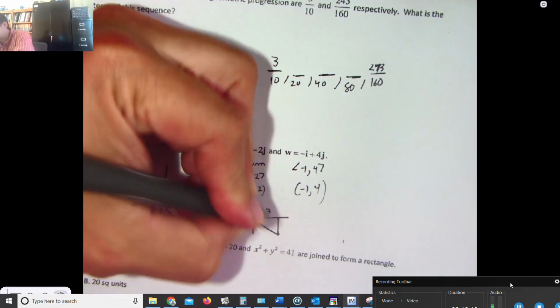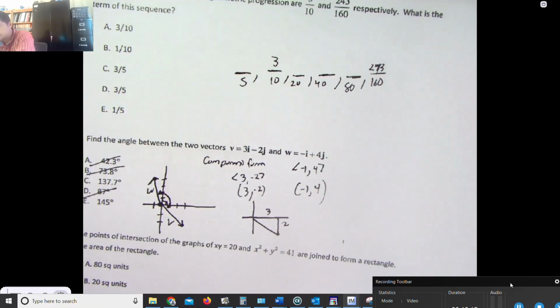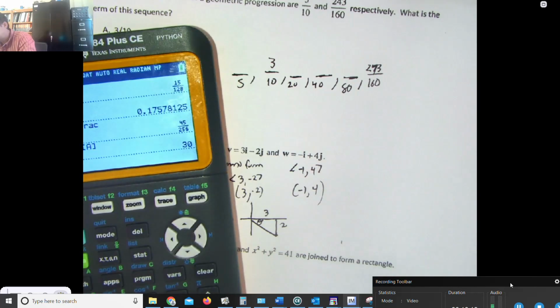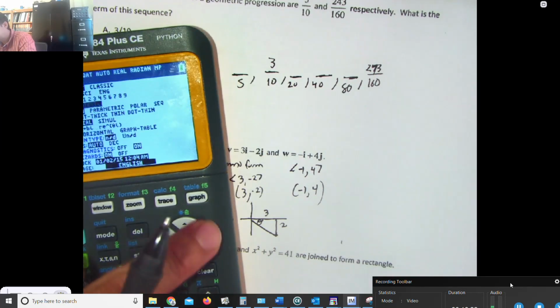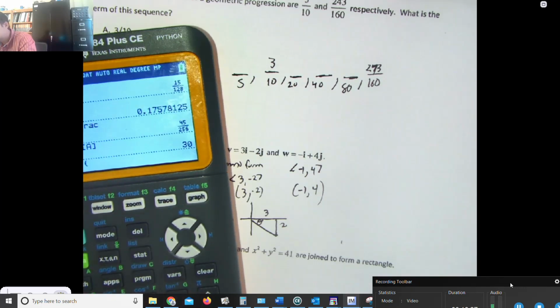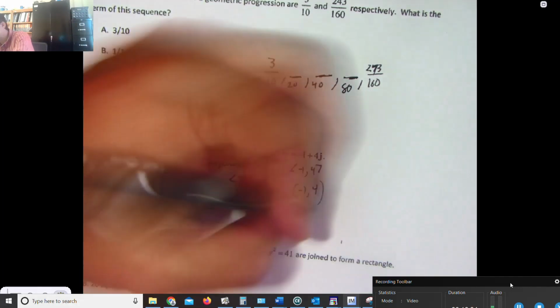This triangle would be 3 and 2. All right, here's an angle, we'll call it theta. Theta would be the arc tangent. I'll make sure I'm in degree mode too because the answers are in degrees. Theta would be the arc tangent of 2/3, 33.69 degrees.